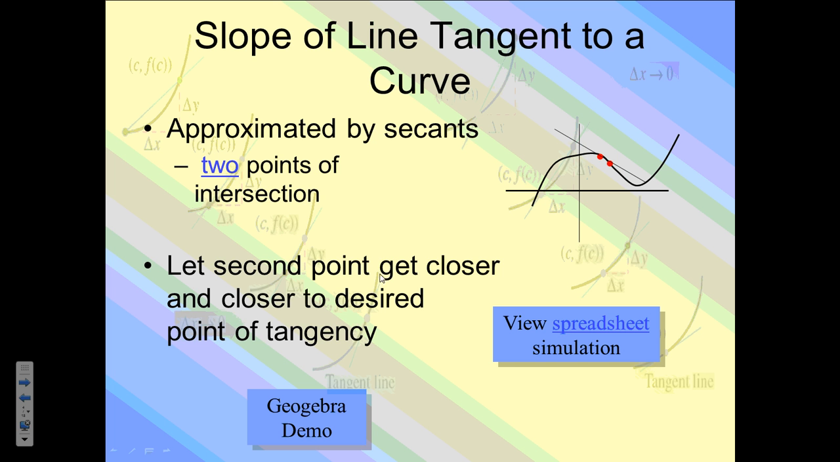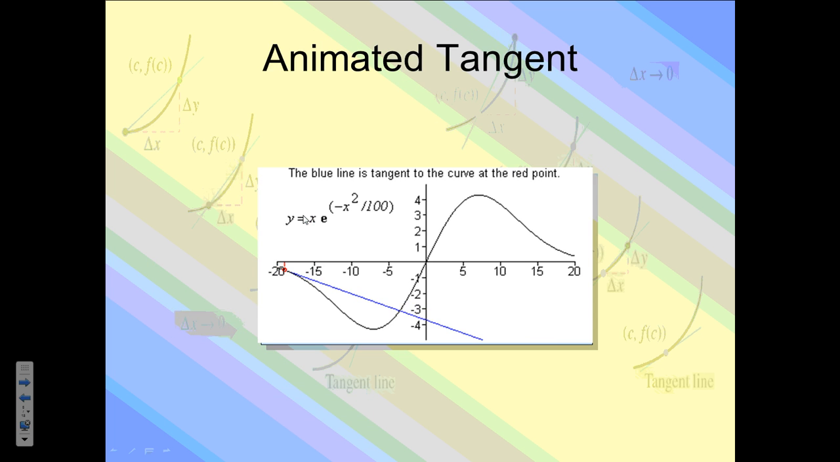It says let the second point get closer and closer to the desired point of tangency, and that's what we were just talking about. Here's your animation. You see that blue line? It's constantly changing, depending on what point we are trying to be tangent to.